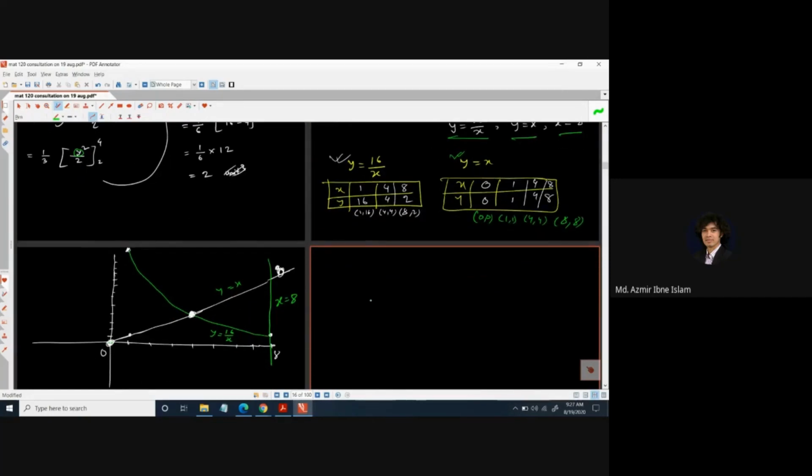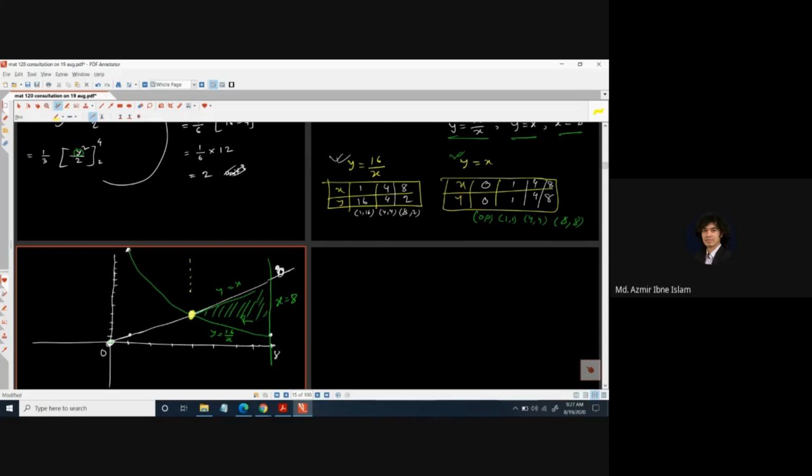So now, whatever region we have by intersecting all these curves, y equal to x, y equal to 16 by x, and x equal to 8, you can see we have found this region, right? By y equal to x, by y equal to 16 by x, and x equal to 8. This is our region. Do you understand my point?